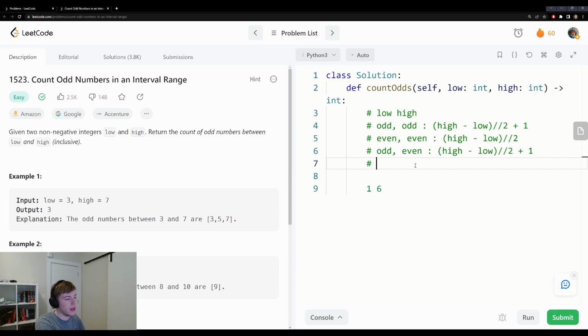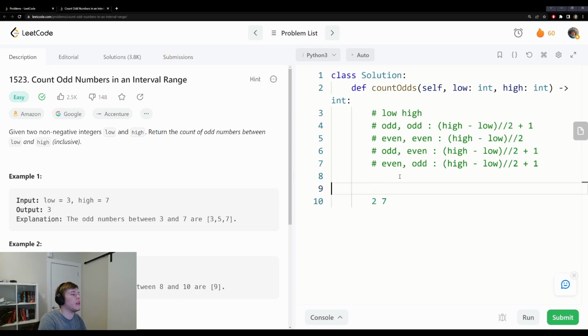And then finally, we have, let's say, 2 and 7. In this case, we would have 3, 5, 7, so that's 3. So we would have high minus low divided by 2. Again, that's going to be 2 here because the difference between 2 and 7 is the same as 1 and 6. And then we would need to add 1 again for this one. You can see the only time we don't add 1 is if they're both even.